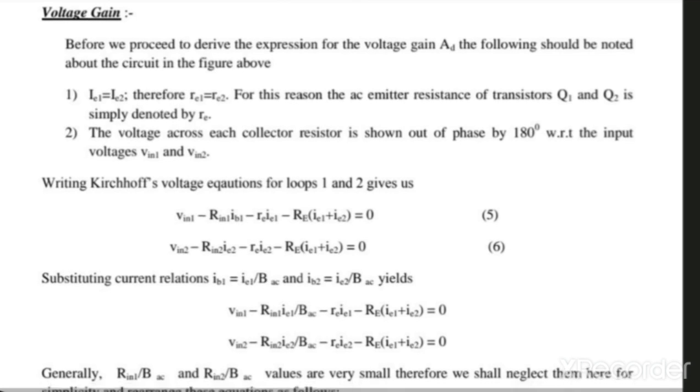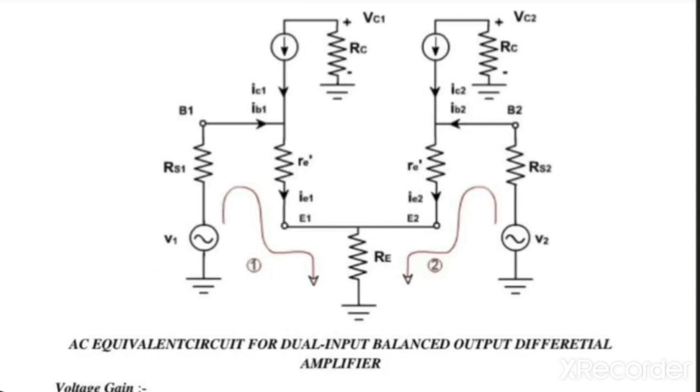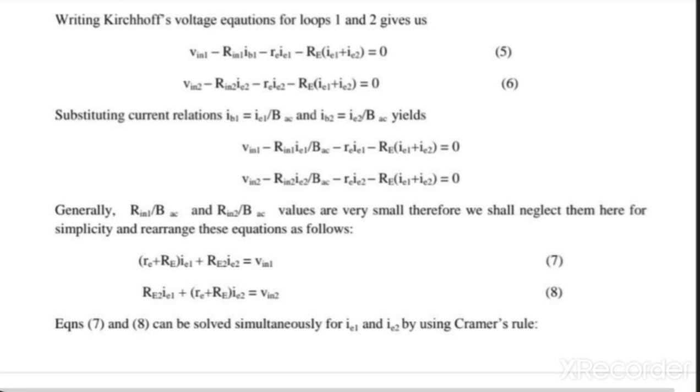Now we will apply Kirchhoff's voltage law for the loops 1 and 2. Writing Kirchhoff's voltage equations for loops 1 and 2, we can write V input 1 minus R input 1 IB1 minus RE IE1 minus RE IE1 plus IE2 equal to 0. For the loop second, we can write V input 2 minus R input 2 IE2 minus RE IE2 minus RE IE1 plus IE2 equal to 0.